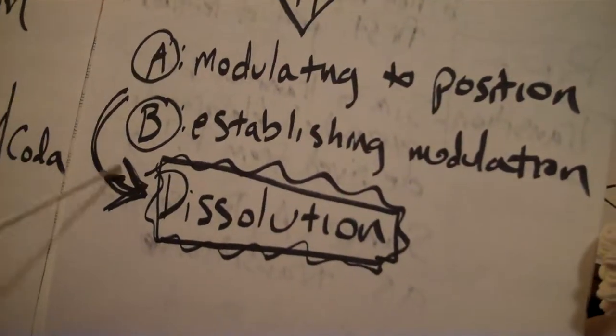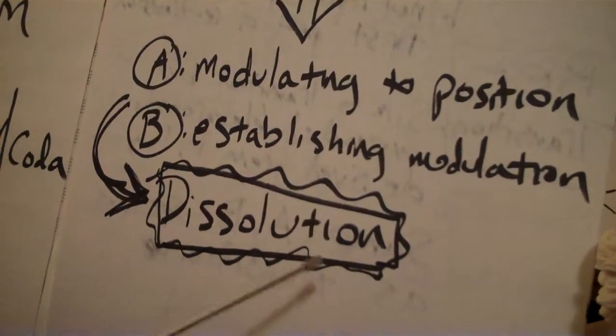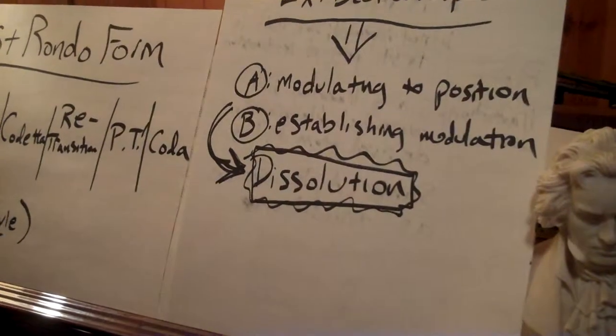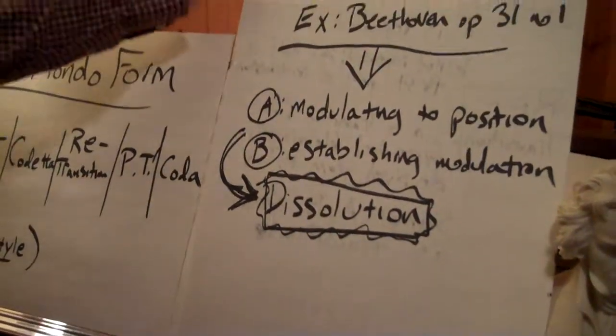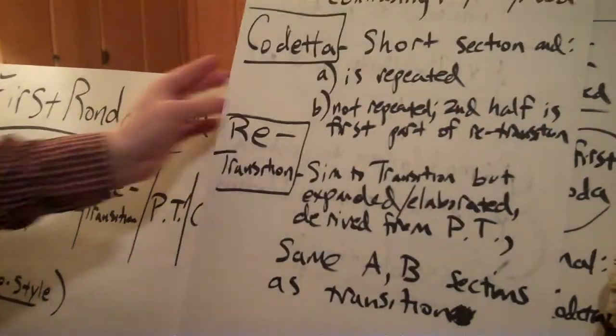Now one possible way of modulating is called dissolution, which means rather than using a straightforward expected key change like 5 to 1 or something like that, dissolution is using something a little bit more obscure. Now if that's the case, the B part, establishing the modulation, is extra important. So we'll now look at the other sections of this form.